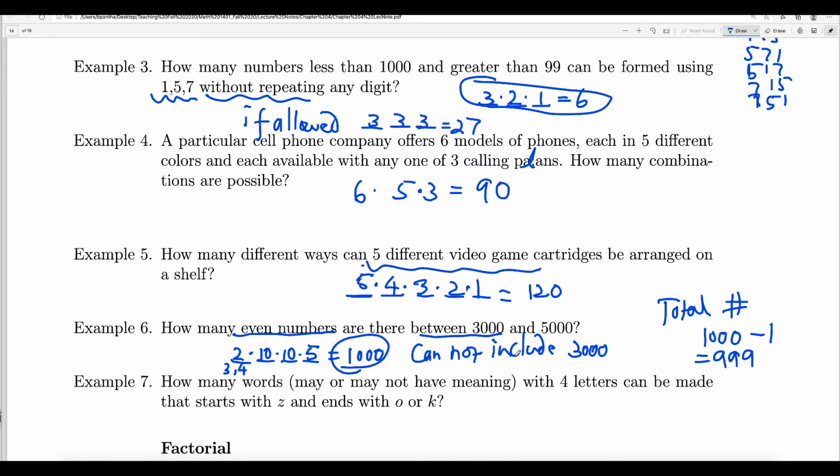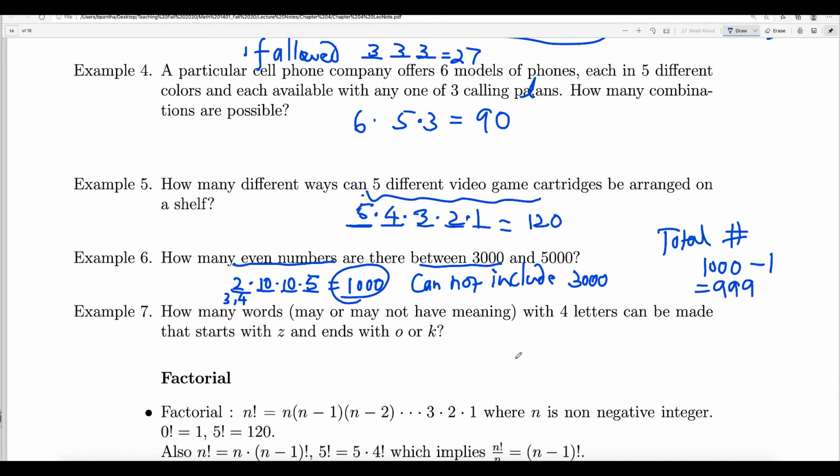That's what it says. And example number 7 on the principle of counting is, how many words, which may or may not have meaning, with 4 letters can be formed that start with G and end with O or K? So it should start with just G. There is only 1 choice that you can pick for the first one, and for the last one there are just 2 choices. In the middle ones you can choose any of the 26 letters there. So how many total number of ways?